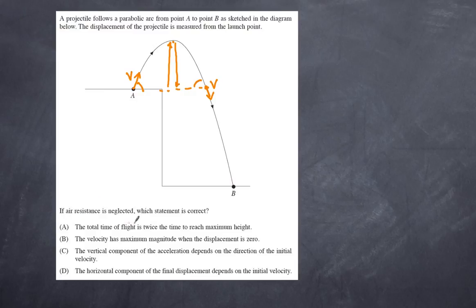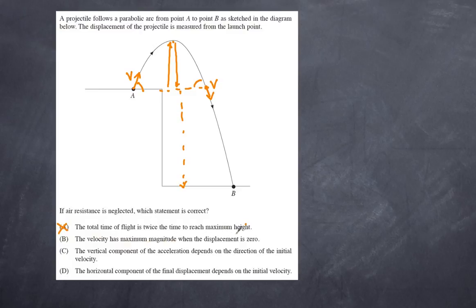It says the total time of flight is twice the time to reach the maximum height. Well, that's incorrect because the time up here is the time down here, but of course it's going to continue further on. And so therefore the total time is not twice this. There's clearly a different two times. A can be excluded.